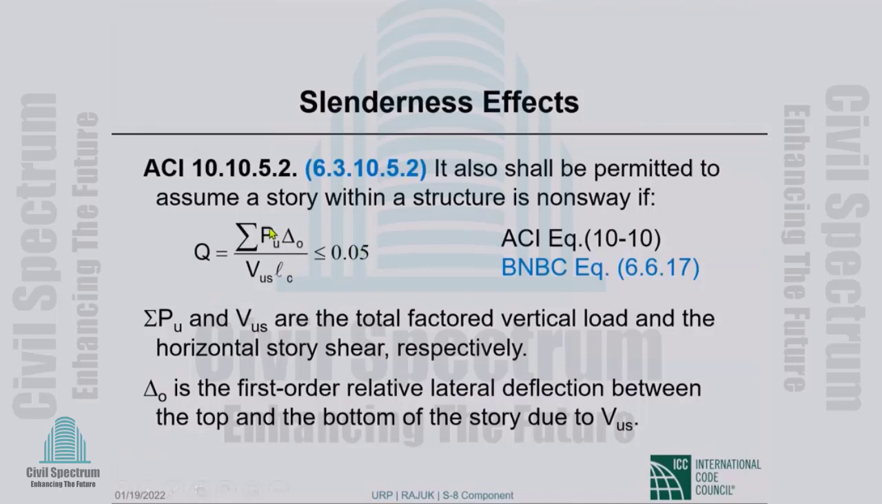The summation of P sub U and V sub US are the total factored vertical load. Summation of P sub U are the vertical loads on all the columns in the story. V sub US is the story shear. Okay. The P sub U times delta sub 0 is secondary moment. V sub US times L sub C is primary moment. And this is the secondary to primary moment ratio for the entire story. And that being less than 5% gives you a braced story.